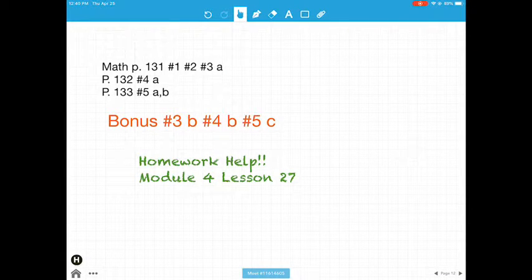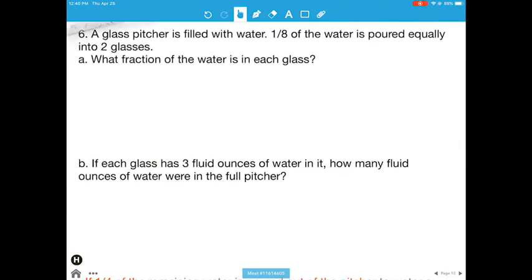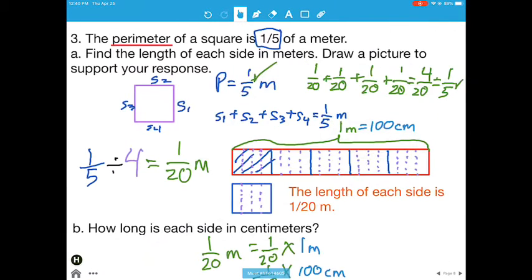All right, so here's the homework. See, there's a lot of bonuses. They're the continuation of the problems. Most of the problems today are talking about either a whole number divided by a fraction or a fraction divided by a whole number, which were the last two lessons. So I'm going to finish up the lessons that we didn't do today.